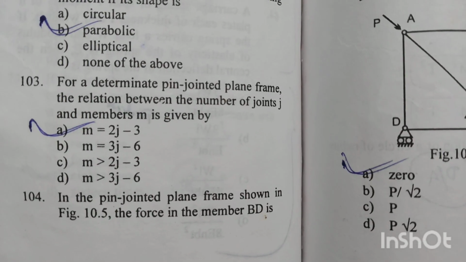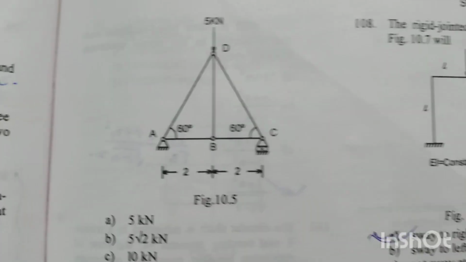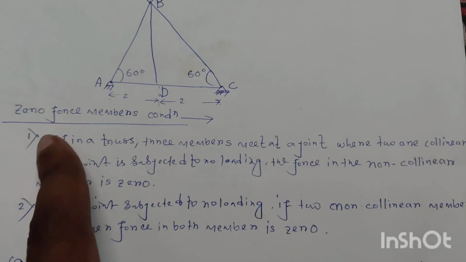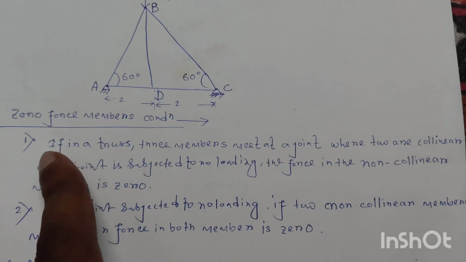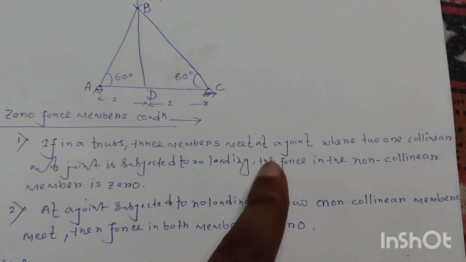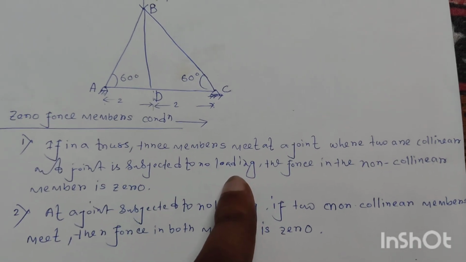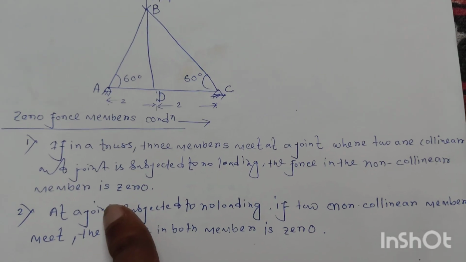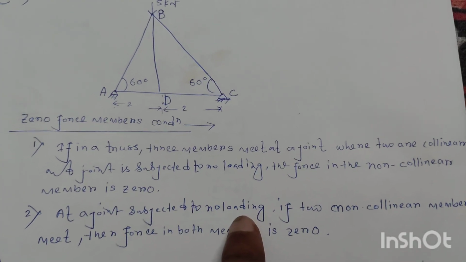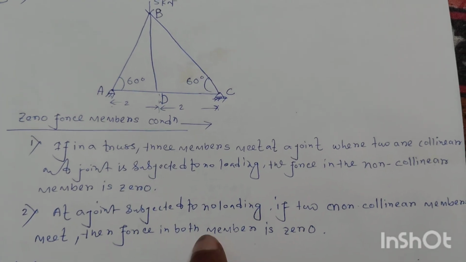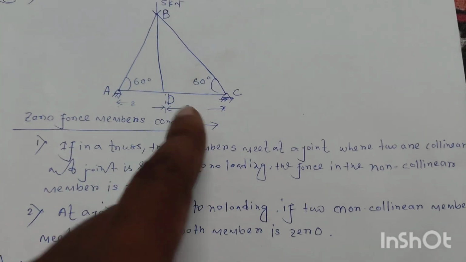Question number 104. In the pin jointed plane frame shown in figure 10.5, the force in the member BD is. First we have to know the zero force member rules in a truss or plane frame. Number 1, if in a truss 3 members meet at a joint where 2 are collinear and the joint is subjected to no loading, the force in the non-collinear member is 0. And number 2, at a joint subjected to no loading, if 2 non-collinear members meet, then the force in both members is 0. So in this truss, we have to determine the force in the member BD.